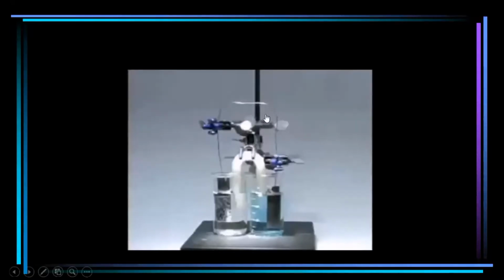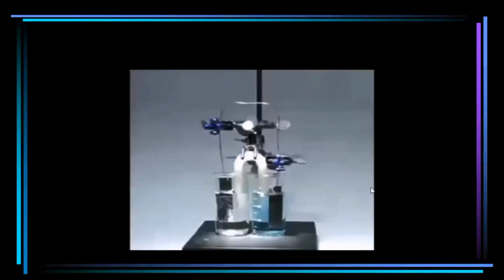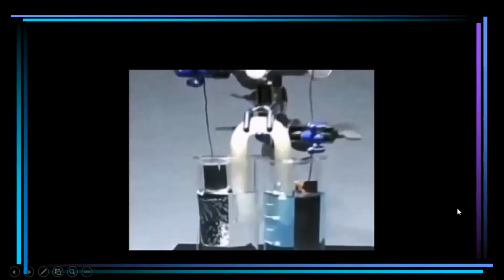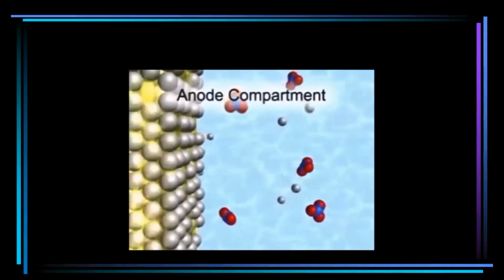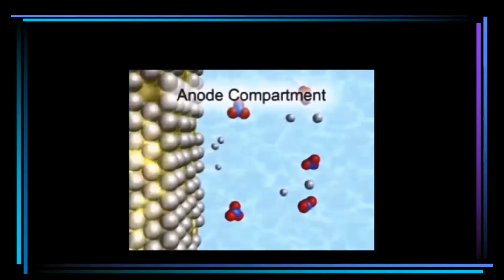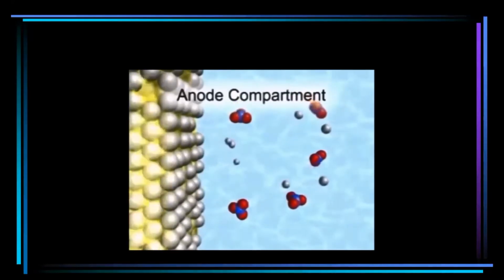All right, let me show you. Let's zoom into the atomic scale and see how this cell operates. Here, at the anode, the site of oxidation, zinc atoms in the metal bar are in contact with the surrounding electrolyte solution.